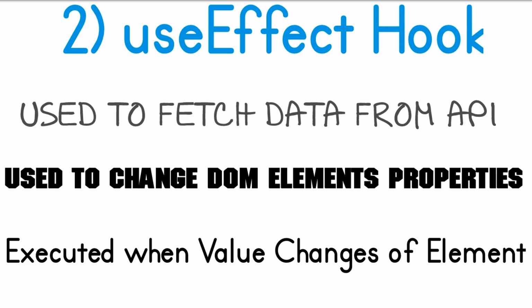We can even change the DOM element properties such as background color and text color. You can just communicate and change the DOM element properties. And thirdly, let's suppose a value changes of a particular element, then also this hook will automatically execute. You just need to add that element as a dependency inside this hook. So we will be looking at the example in the next slide. So these are the three things this hook is primarily used for.